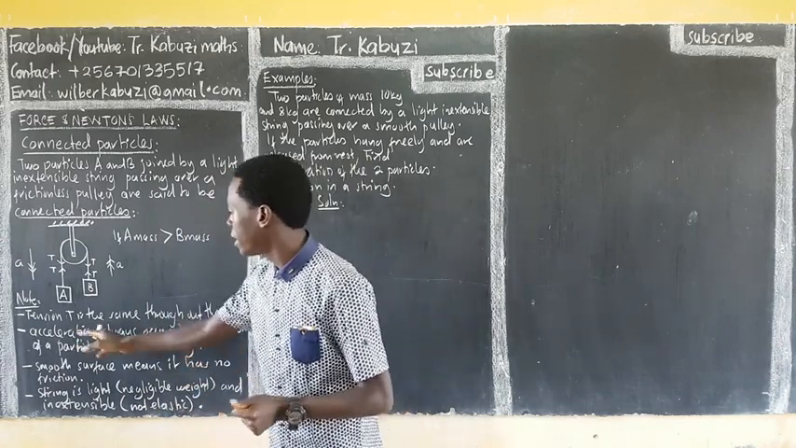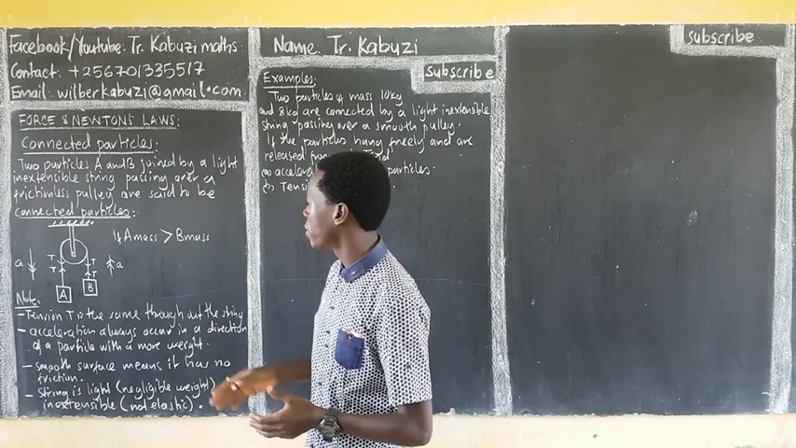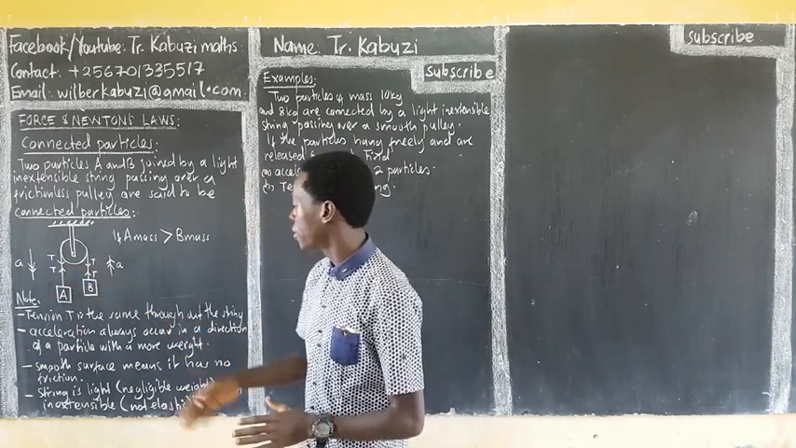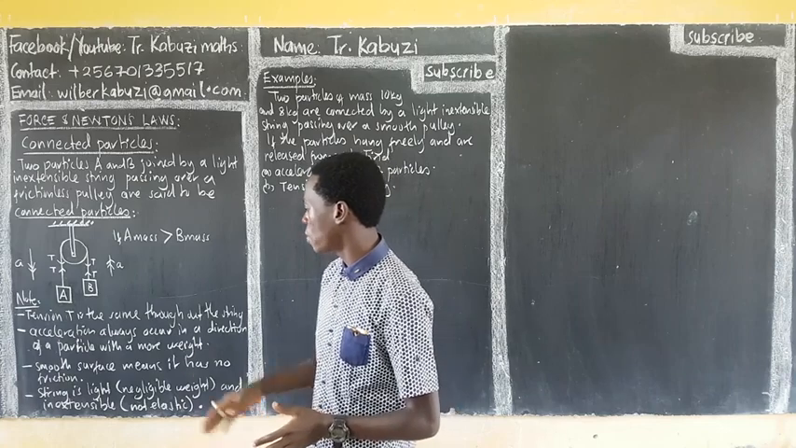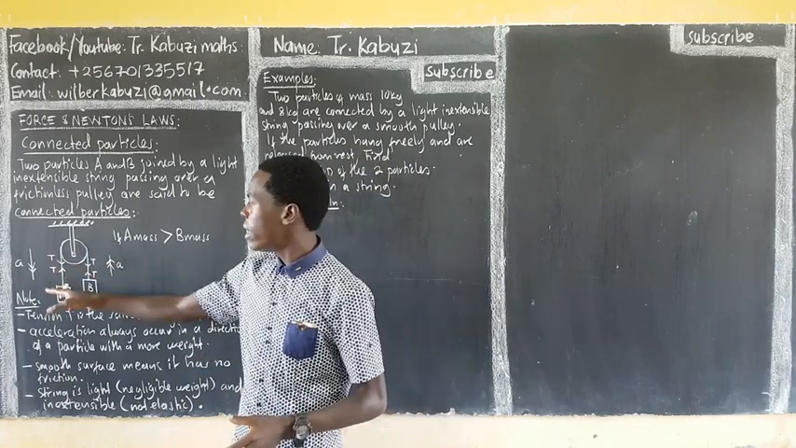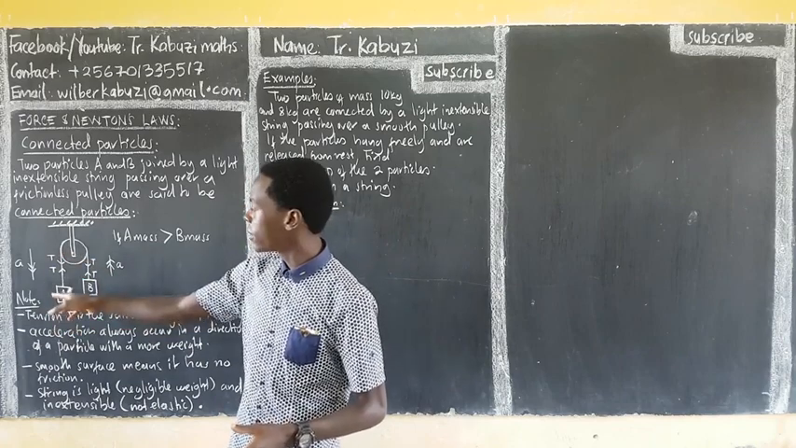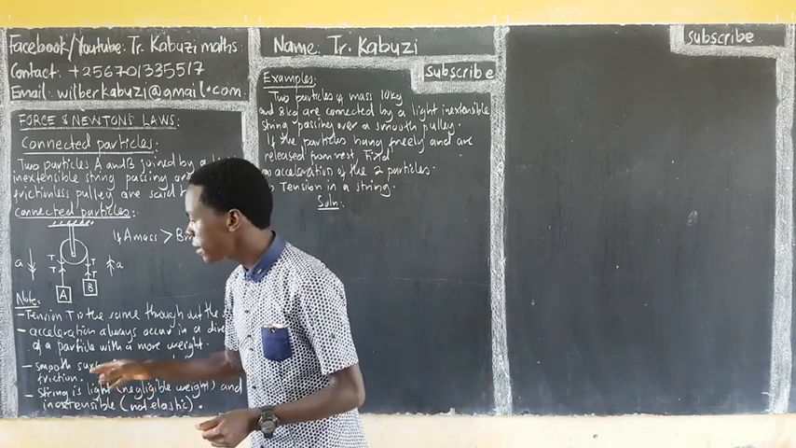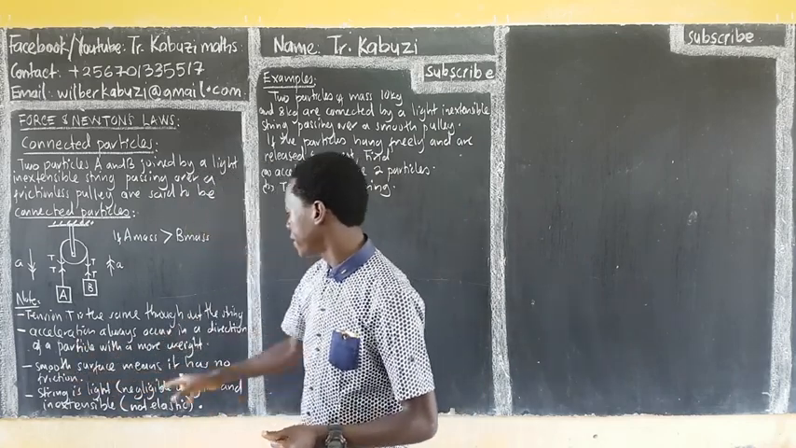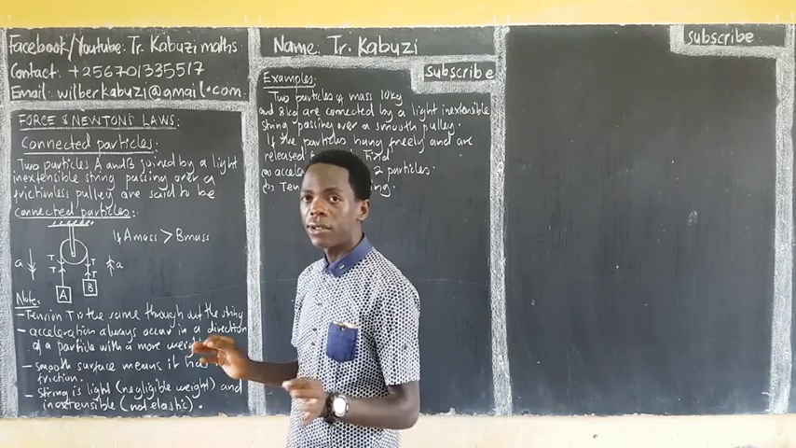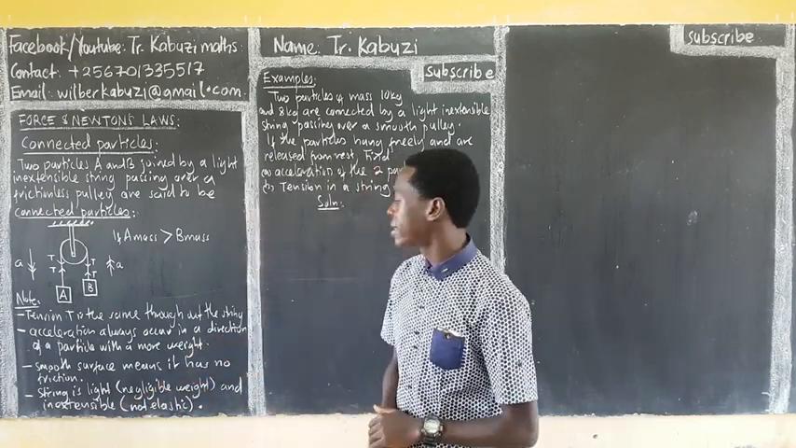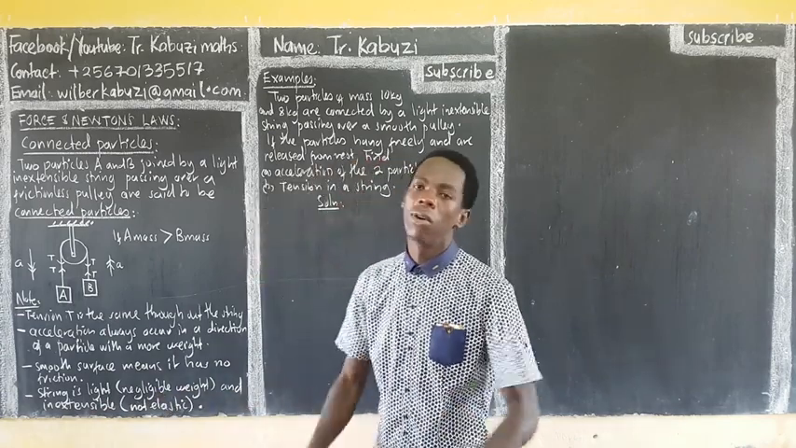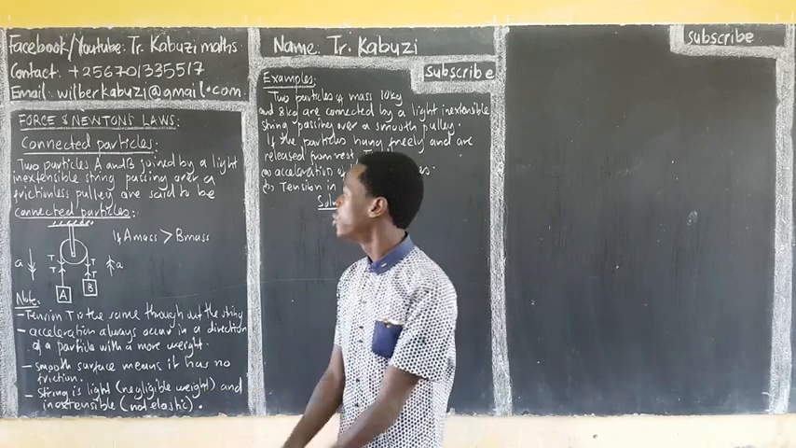Note that the tension T is the same throughout the string. Acceleration is always applied in the direction of the particle with more weight. Another term: a smooth surface means it has no friction. The string is light, so its weight is negligible, and inextensible, so it is not elastic and its length cannot change.